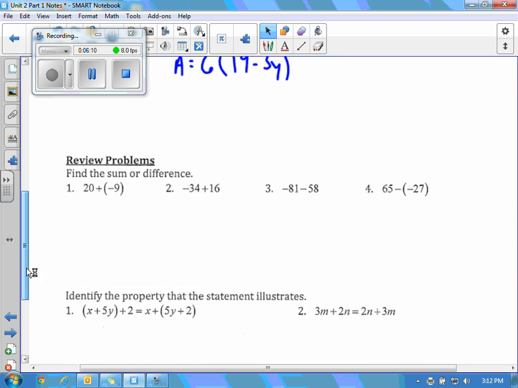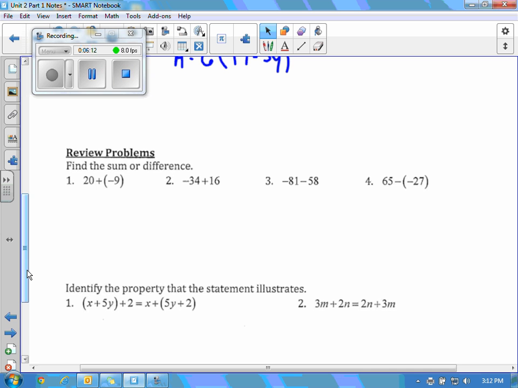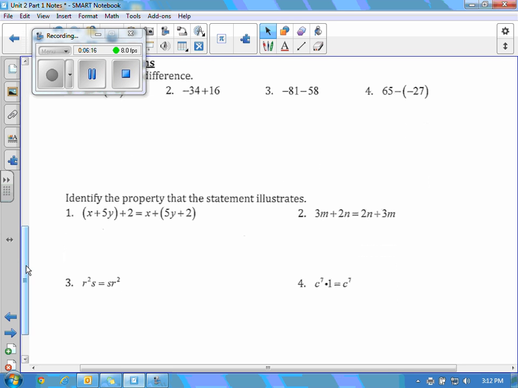For your review problems, 1 through 4 are integer operations, adding and subtracting. The bottom 4 are finding properties. Okay? If you have trouble with those, you can ask me in class. We'll review those in class. But do your best to get all that.